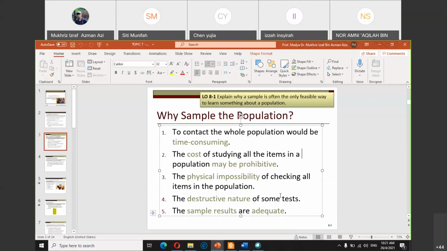Also, when you cover too many items in your study, you might end up destroying or having defects in the data that you collect, because of the time taken and the cost. Especially when it's taking too long, some of the information may become obsolete or invalid. The main thing is that whenever we do a study, the sample results are actually sufficient or adequate to be used to make your conclusion about the population.